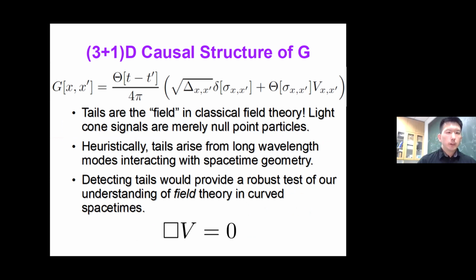So what I would like to highlight is the conceptual point here: that really detecting the tail part of the signal in a curved space-time, I would assert, is the way to have a robust test of our understanding of classical field theory in curved space-time. Because again, the null cone part of the signal merely corresponds to the null geodesic equation. It's just freely falling, idealized point particles, and it really doesn't have much of the field content of the field theory.